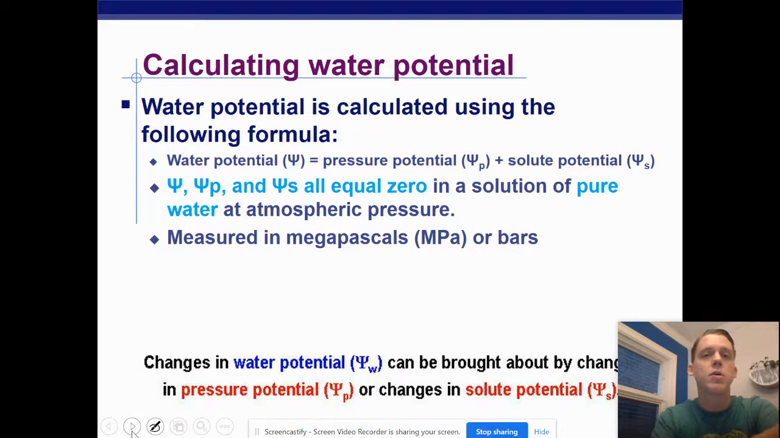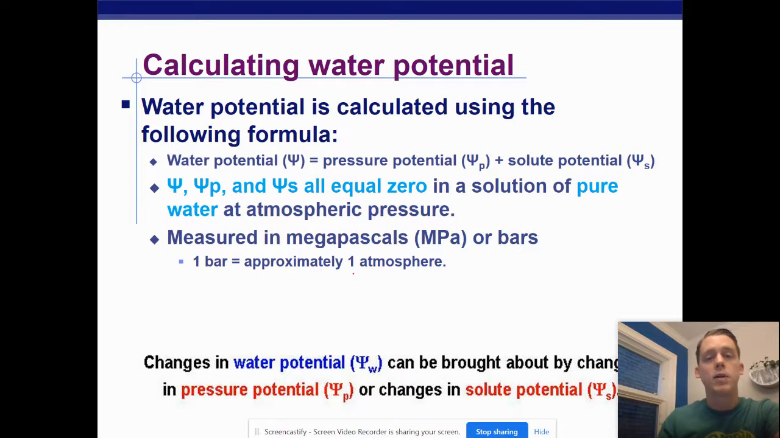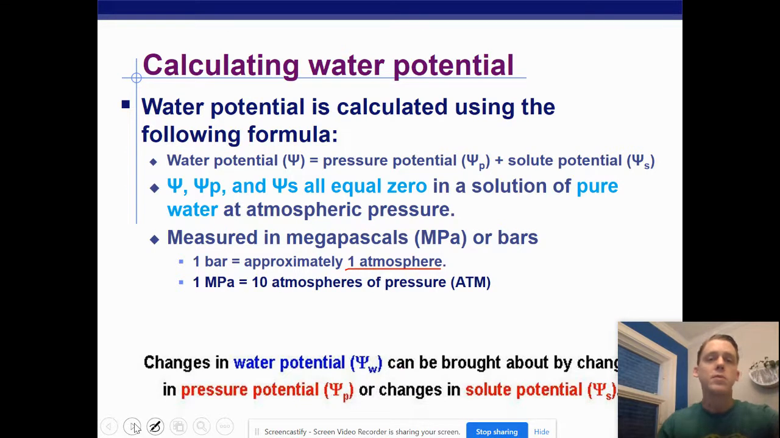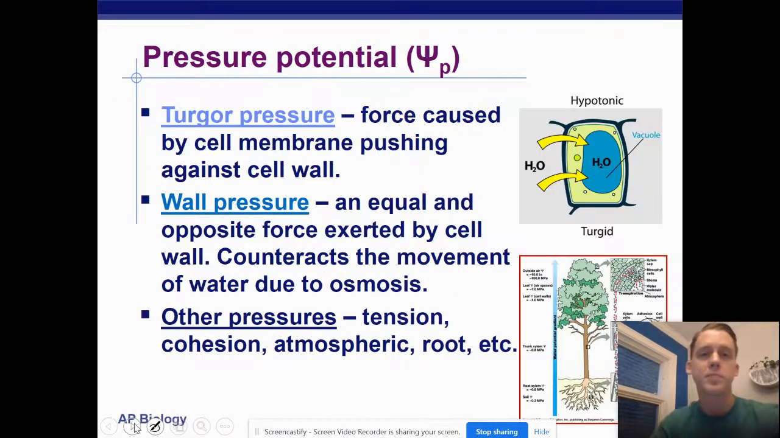We can measure water potential in megapascals. We can also measure it in bars. A bar is approximately an atmosphere. You may remember that measurement from chemistry. And a megapascal is approximately 10 atmospheres of pressure. So bars and atmospheres are roughly the same, and a megapascal is about 10 times more. We're not going to spend too much time worrying about the units.